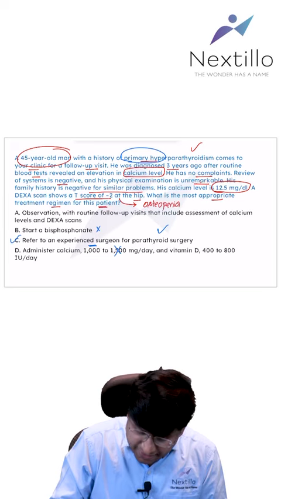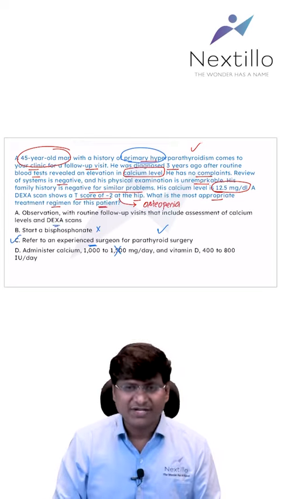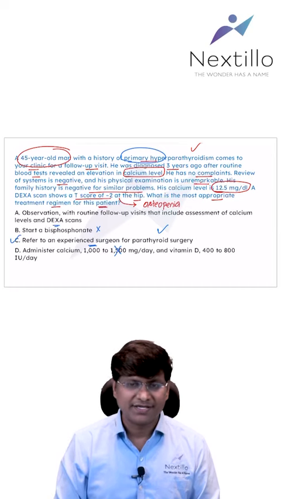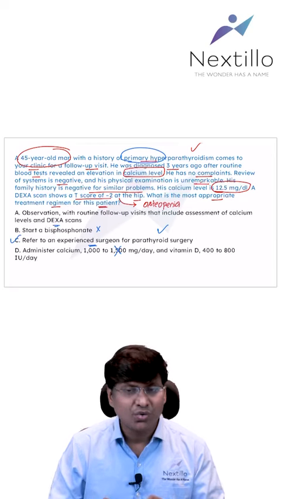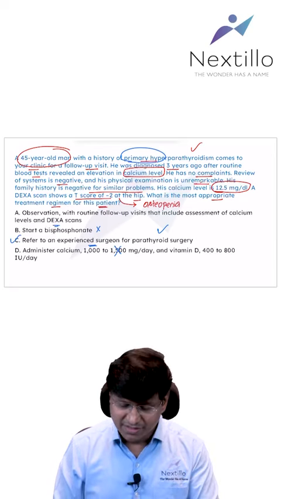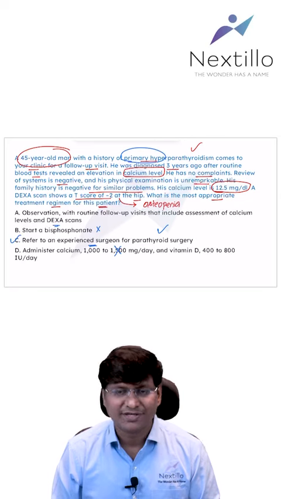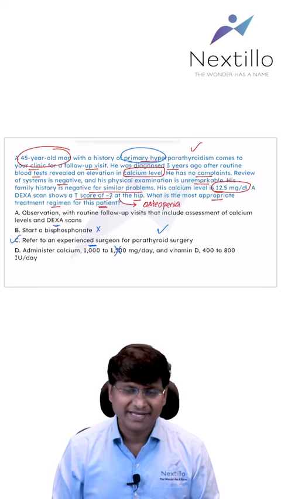Next thing is observation with routine follow-up visits that include assessment of calcium and DEXA scan. See, the DEXA scan already shows that there is osteopenia and there is a background history of primary hyperparathyroidism. So directly go ahead with surgical resection in the individual because the calcium levels are elevated to more than or around 12.5 milligrams per deciliter.